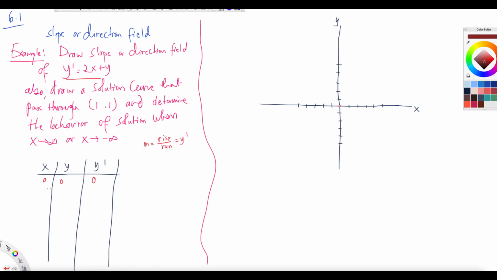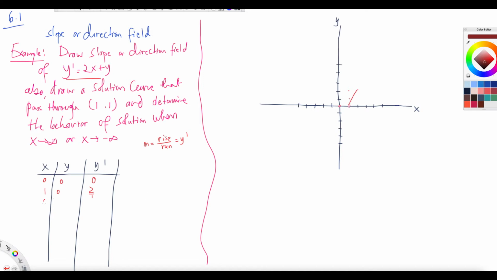Let us pick 1, 0. This point is 1, 0. When you do 1, 0, what will y prime be? Y prime will be 2 times 1 is 2, plus 0 is 2. So the slope is 2, which means 2 over 1. Rise is 2, run is 1. From the point 1, 0, rise is 2 and run is 1. So draw that line. That's the line segment we got.